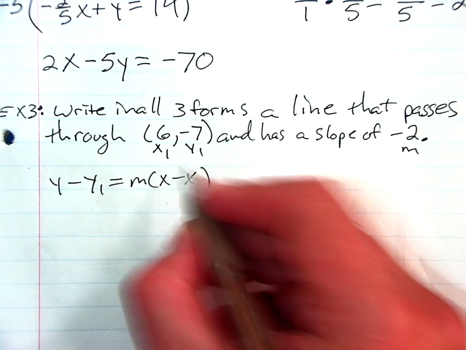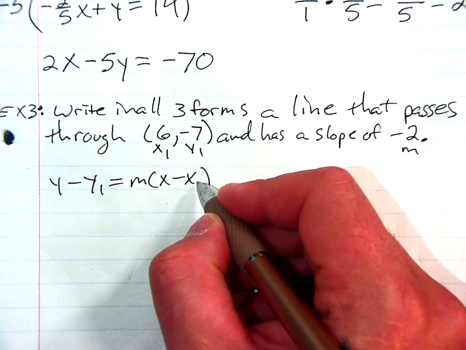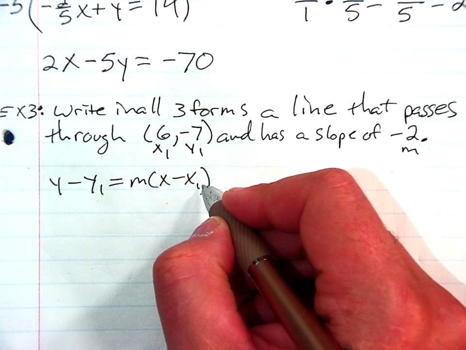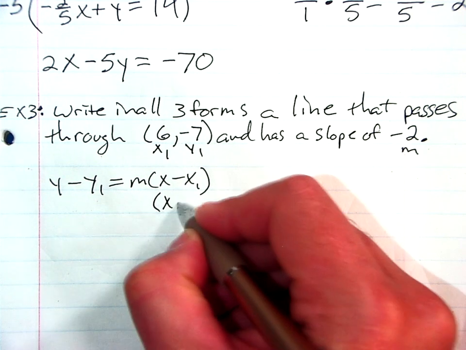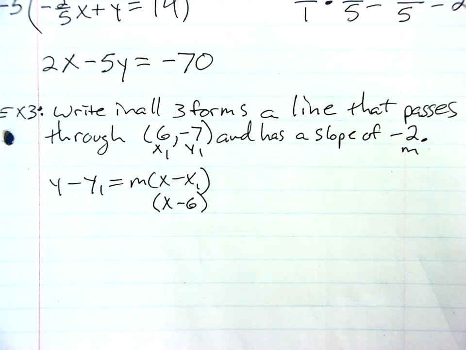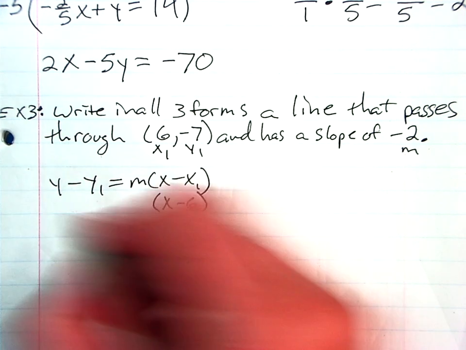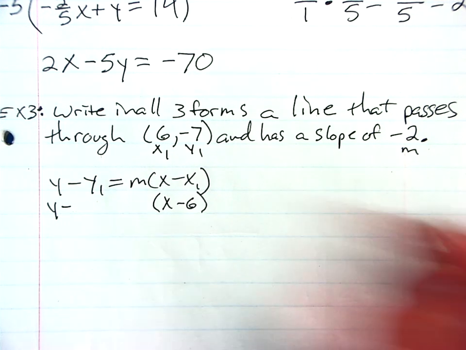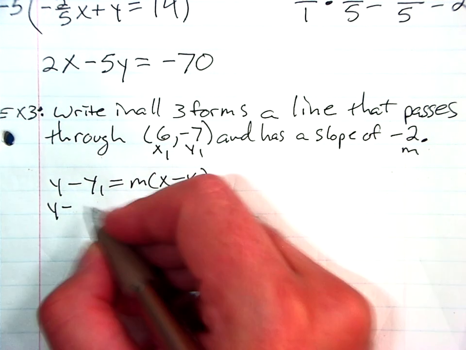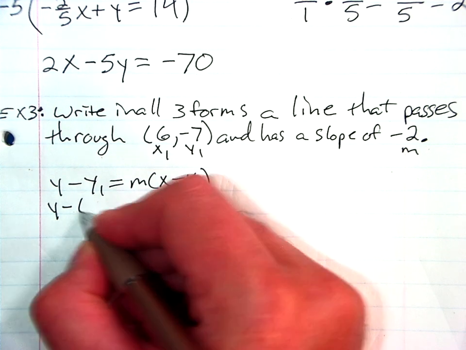All right, so let's plug in. What is x1? 6. So I'm just going to do parentheses x minus 6. What is y1? So y minus is my formula, and then I have to do y1, which is negative 7.